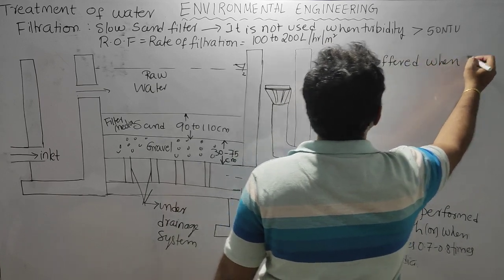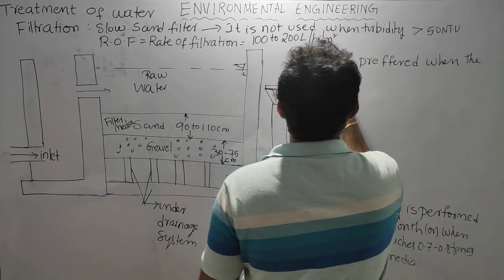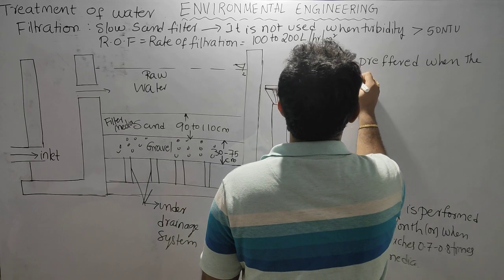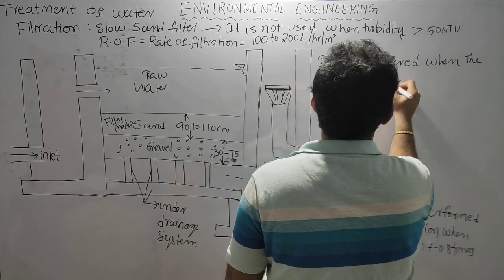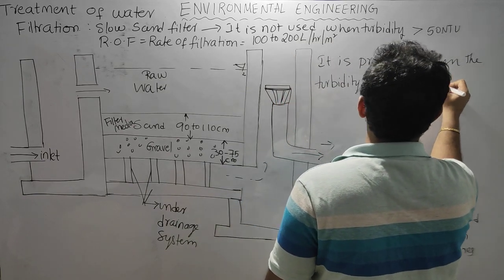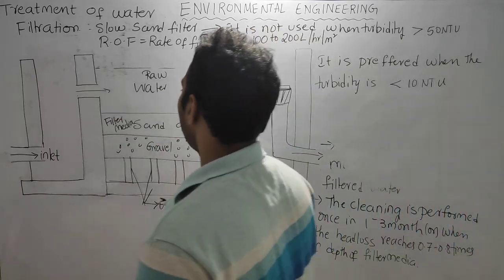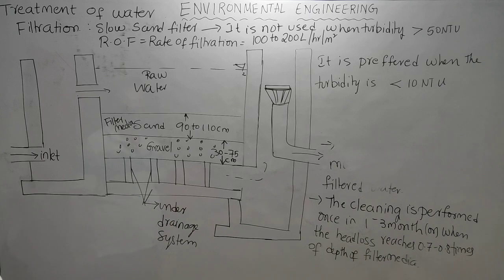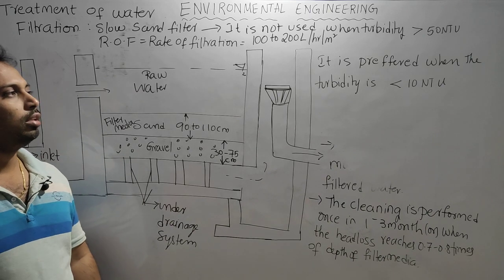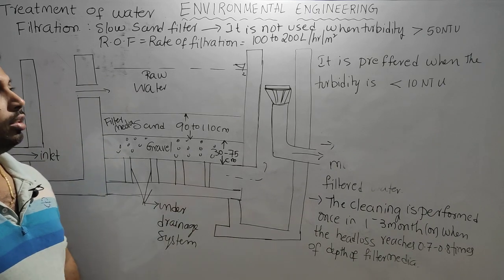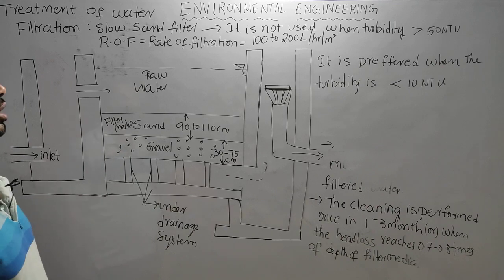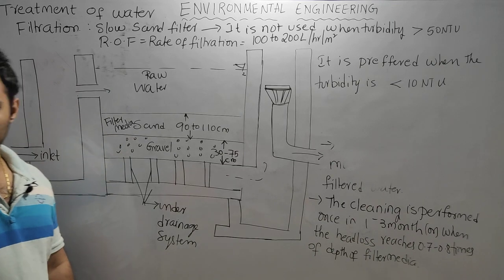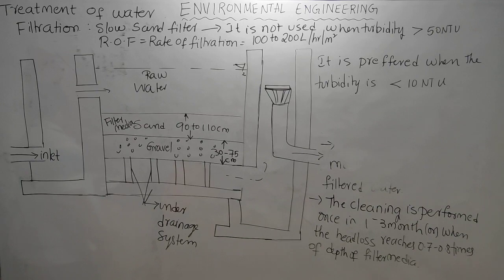When the turbidity is less than 10 NTU. So highly turbid waters we don't send into the slow sand filter. We will use different kinds of filters such as rapid sand filter, pressure filter, or dual media filters. We use those filters for highly turbid waters. Okay, so this is all about the slow sand filter.